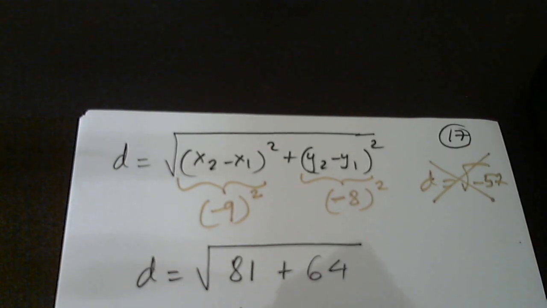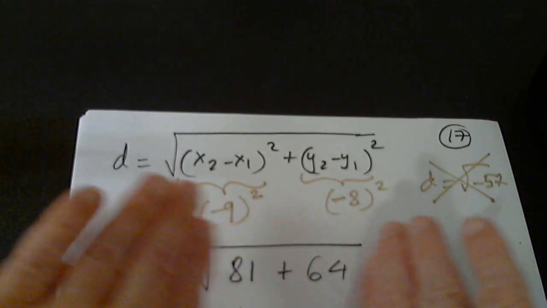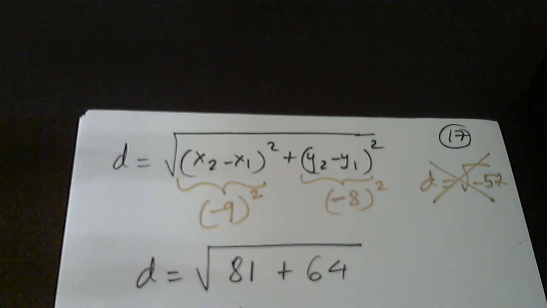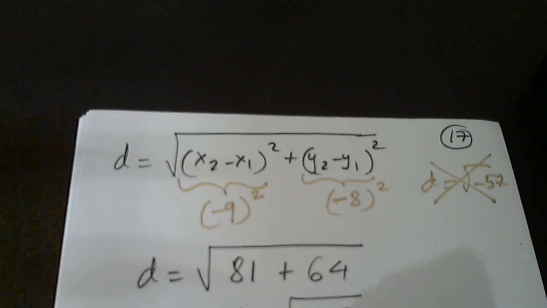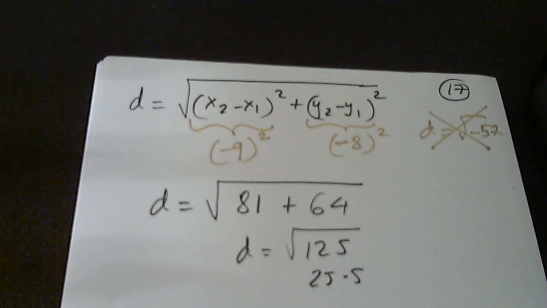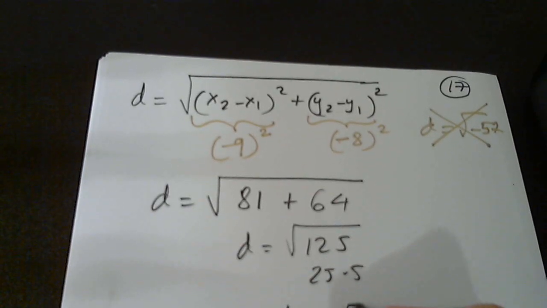So then I add them up. Remember, it's a sum. You cannot separate the radical if it's a sum underneath or a difference. So I have the square root of 145... I mean, the square root of 125. Yes, you can change this into 25 times 5. That would be nice, as we did before, a month ago. So the distance is this.